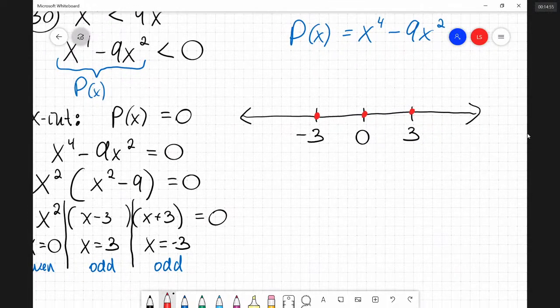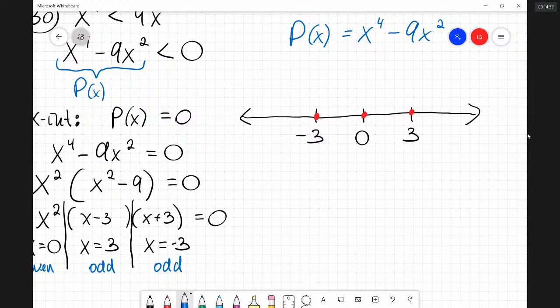So now we have options. We can either do what we used to do for quadratics and pick a number in each interval and plug it in. That's perfectly fine. You can plug in a value, see if you get a positive or negative result, and put the corresponding symbol in the interval. But we have a better option.